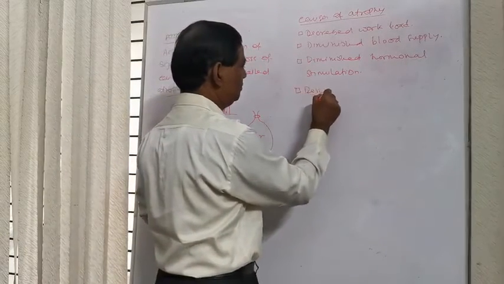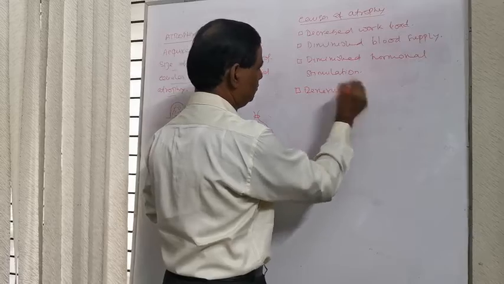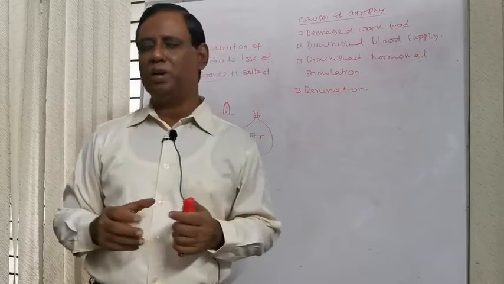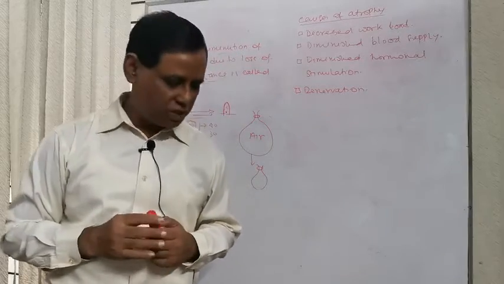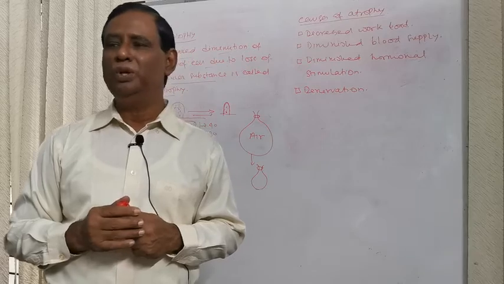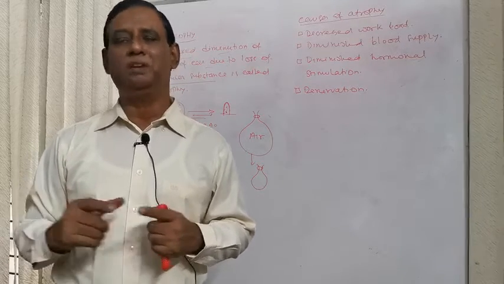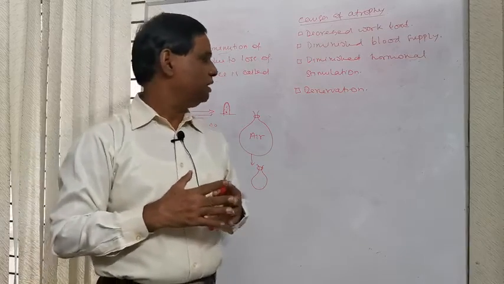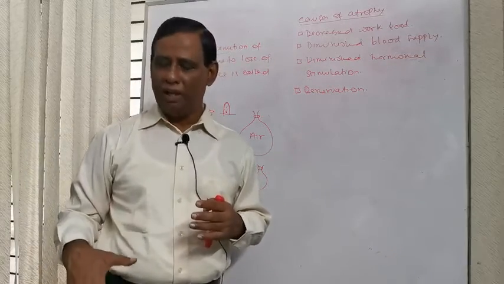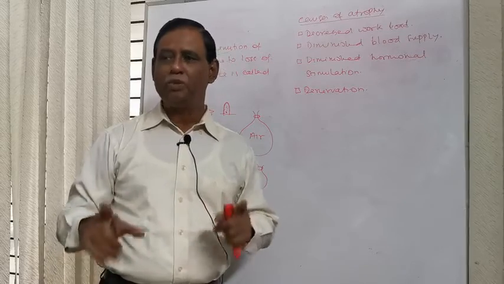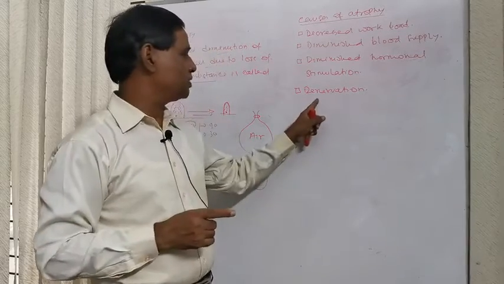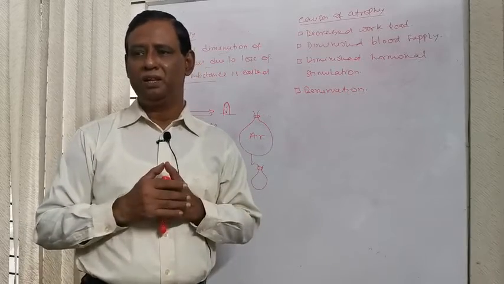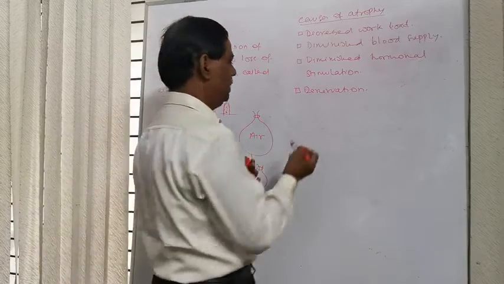Denervation. You know, poliomyelitis. Poliovirus causes poliomyelitis. If anybody suffers from poliomyelitis, we know the anterior horn cell is affected. The anterior horn cell undergoes destruction. As the anterior horn cell is destroyed, there will be lower motor neuron lesion and our lower limb gets no motor supply. There is denervation. So there is atrophy of the muscles of the lower limb.